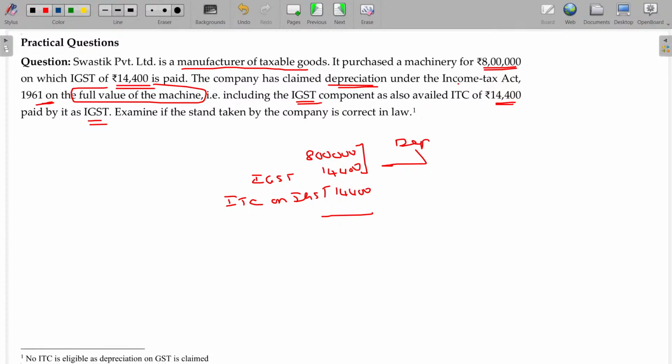Once this amount is refunded, the actual cost being only 8 lakhs, you can claim the depreciation only on this as per section 43. Sir, 43. Okay, 43 of the Income Tax Act.